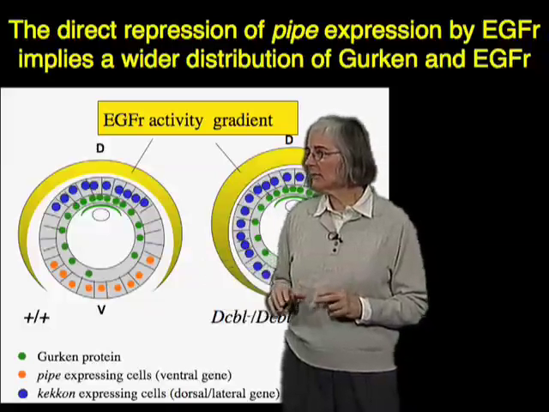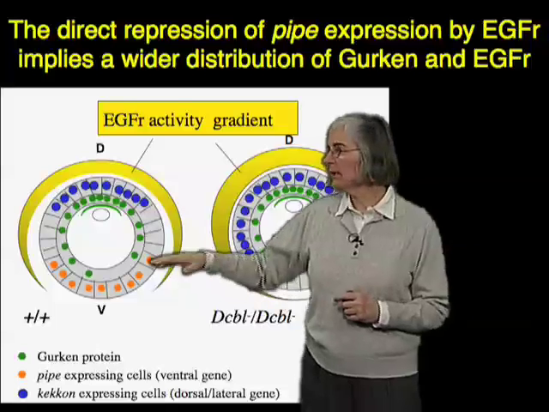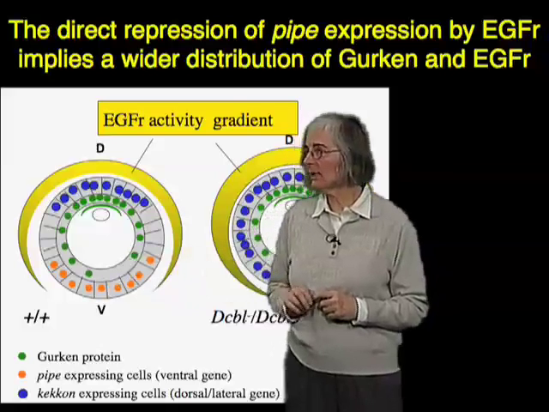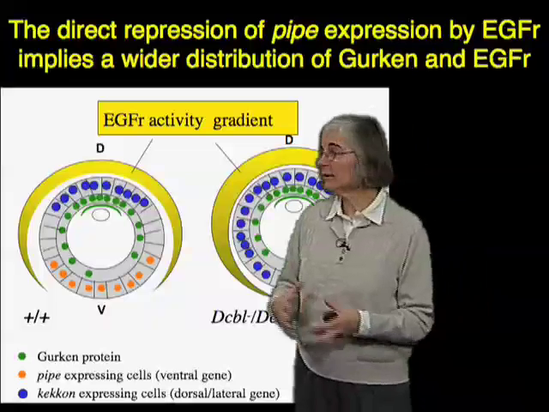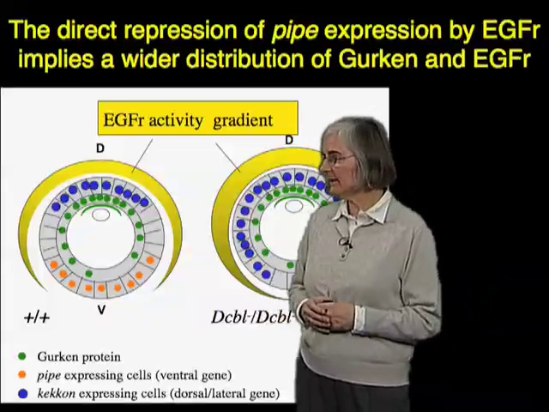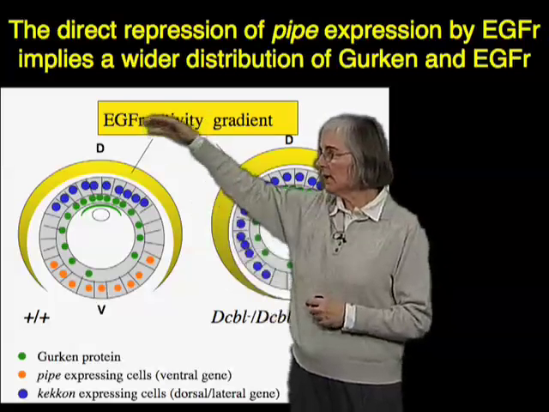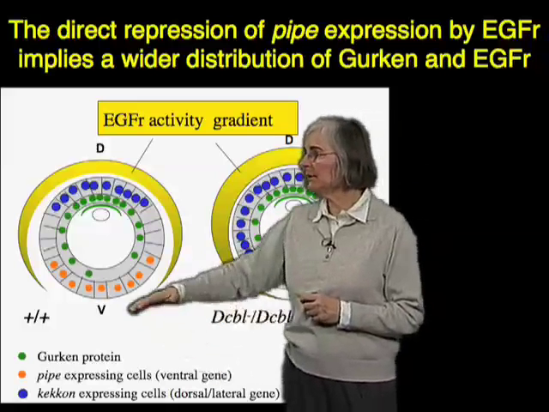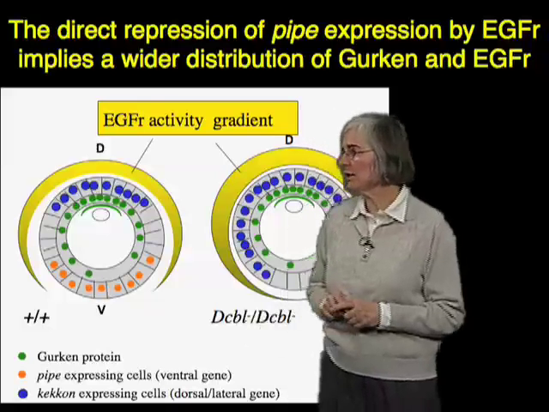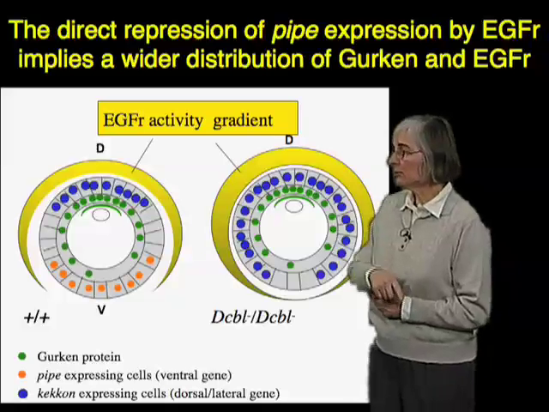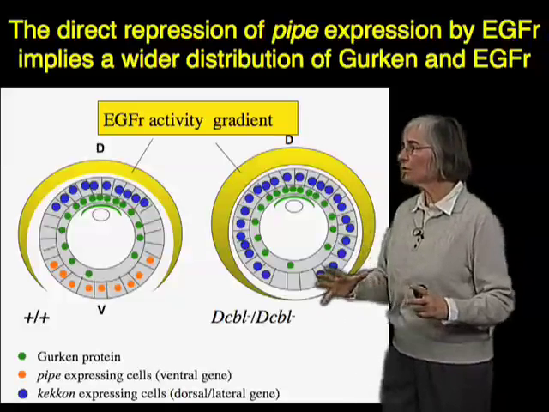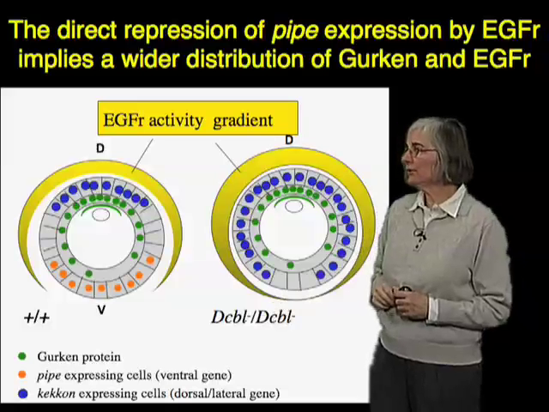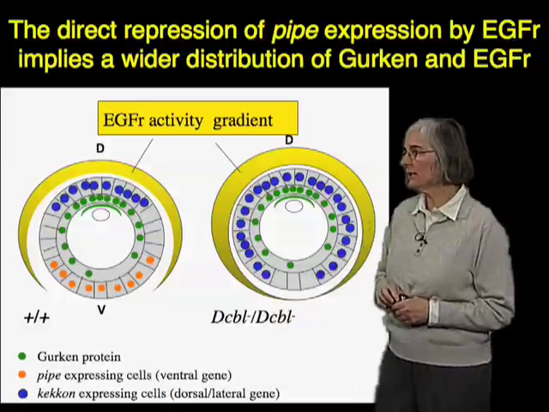Under normal circumstances, Sybil is there to help keep EGF receptor activity low on the ventral side, so that these occasional Gurken molecules that do make it to the ventral side don't have the effect of repressing pipe or activating Kekon. So in the wild type, we see Kekon only expressed on the dorsal side, where we have high EGF receptor activity, and pipe expressed on the ventral side, where there is low EGF receptor activity. But then in the Sybil mutant, where EGF receptor activity overall gets increased, now Kekon can be expressed from dorsal to ventral, and pipe gets repressed even on the ventral side.